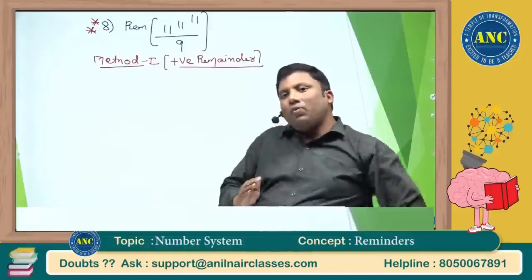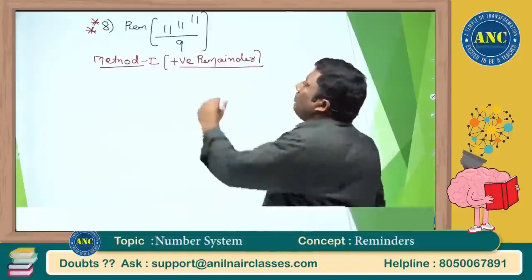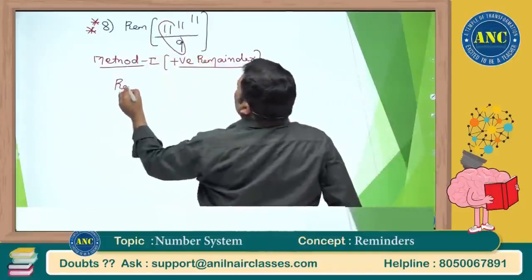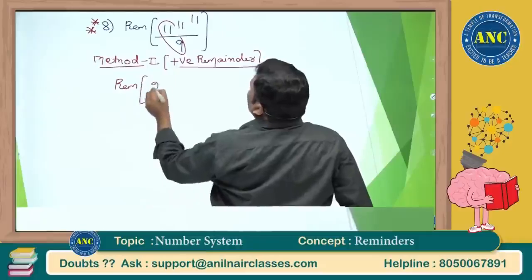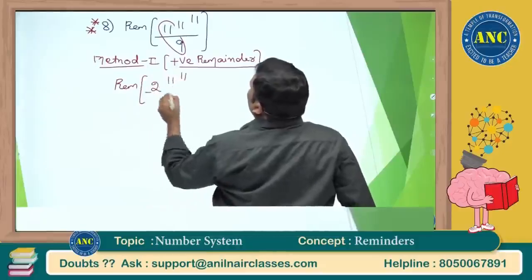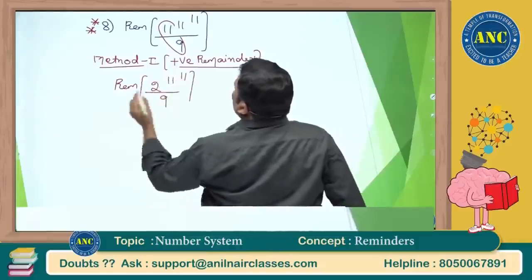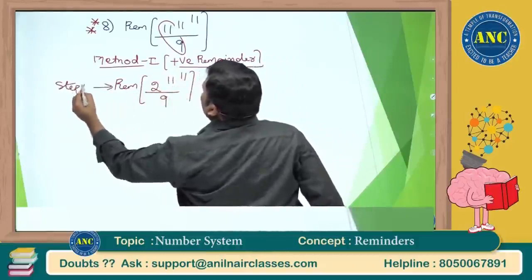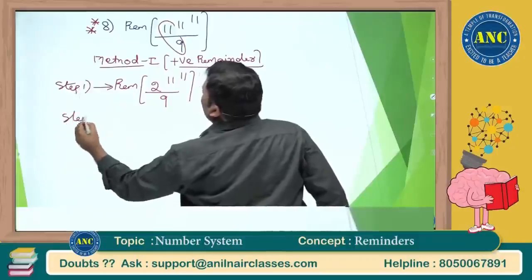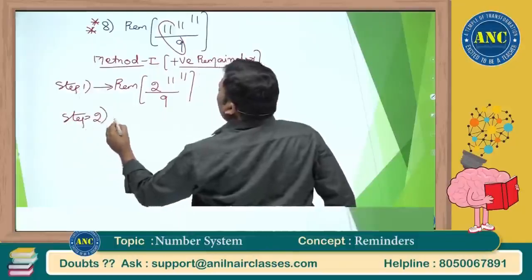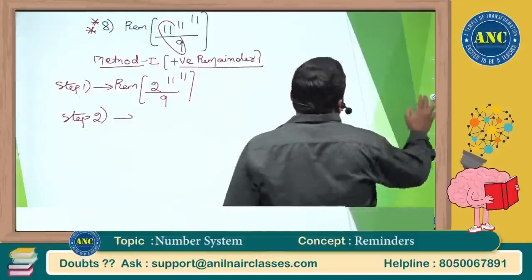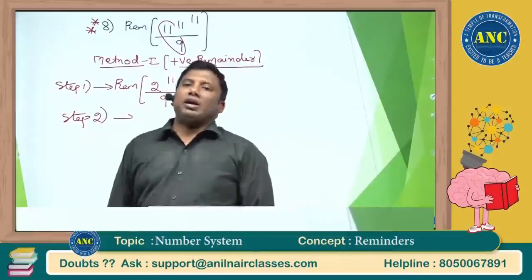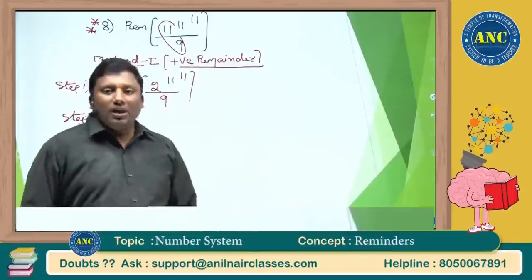What is step number 1? Step number 1 is to make the numerator base smaller than the denominator. 9 ones are 9, so it is 2 power 11 power 11 divided by 9. This is step number 1. Step number 2: which power of 2 when divided by 9 gives me plus 1 or minus 1?